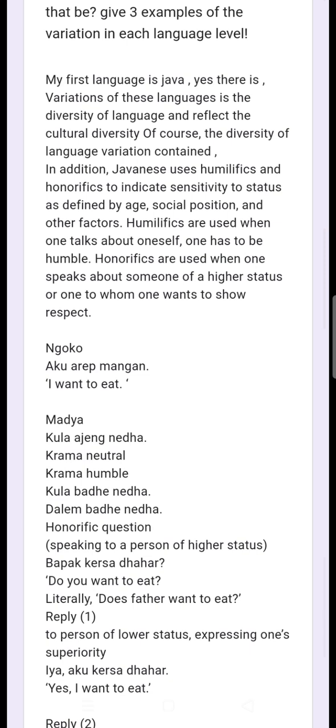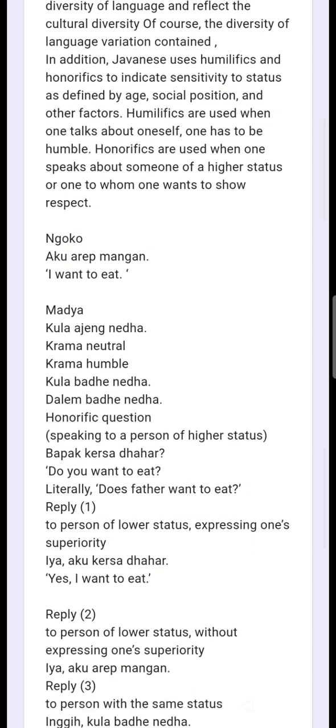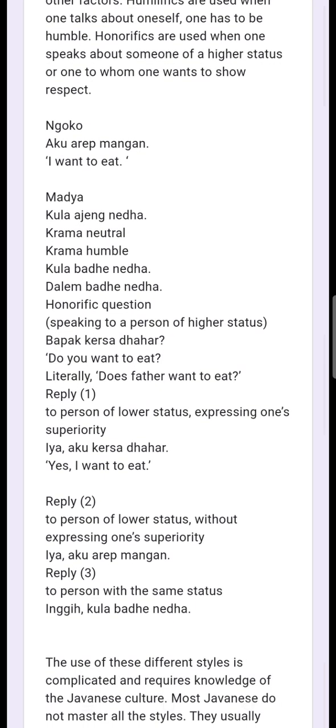Literally, does father want to eat? The person of lower status is expressing one's superiority. Yo, aku kerso dahar. Yes, I want to eat. Reply to the person of lower status without expressing one's superiority. Ya, aku arep mangan. To a person with the same status, inggih kula badhe nedha.